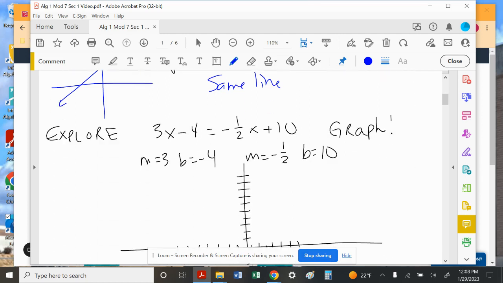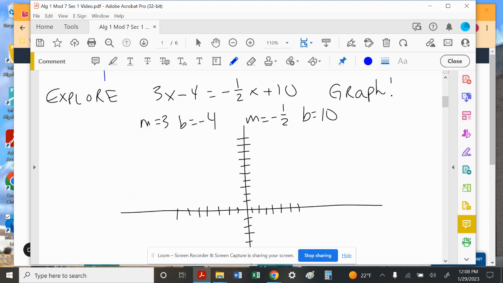Okay. So what does that mean? Here we have 3x minus 4 equals negative 1/2 x plus 10. Now, how would I solve that? I normally would solve that by moving things around, meaning that I would put the x's to one side and the numbers to the other side and solving for x. So one method is to solve, or I could graph.